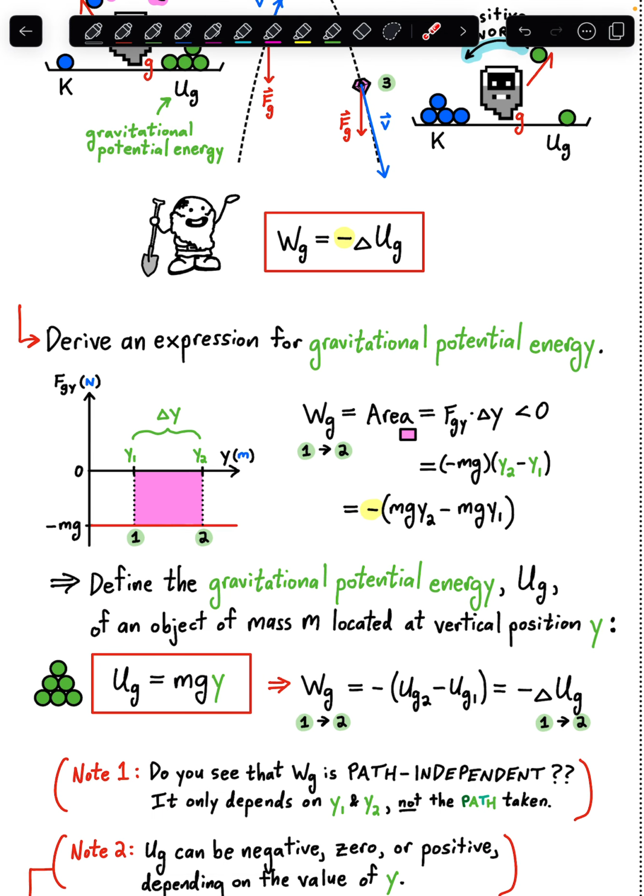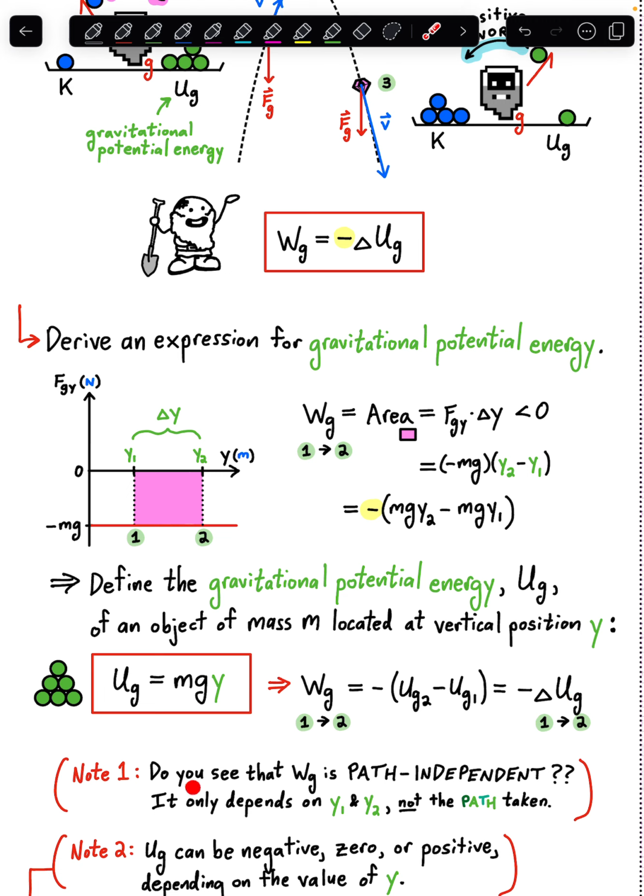So we now define the gravitational potential energy, UG, of an object of mass m located at vertical position y. UG is defined as mg times y. Mgy is the gravitational potential energy of some object at some moment. We see how it depends on the height of the object. The higher the object is, the bigger the y value, the more gravitational potential energy the object has. So this expression here becomes the opposite of UG final minus UG initial, or the opposite of the change in UG from 1 to 2.